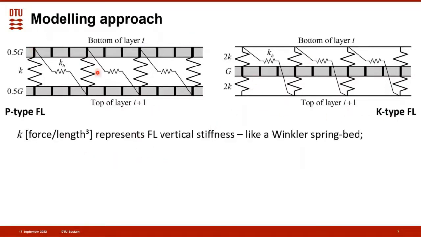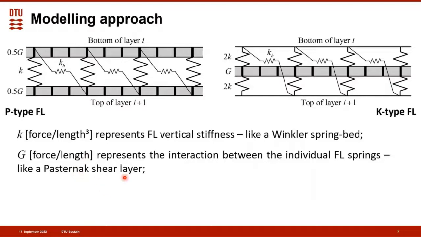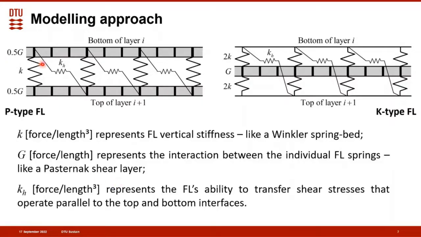In both types, K has units of force per cubic length and represents the fragmented layer vertical stiffness. Basically, it's the Winkler spring bed. Here you can see K here and here. G, with units of force per length, represents the interaction between the individual fragmented layer springs. It is basically a Pasternak shear layer. And we have an extra parameter KH, also with units of force per cubic length. It represents the fragmented layer's ability to transfer shear stresses that operate parallel to the top and bottom interfaces.